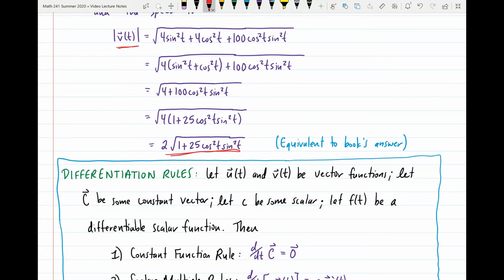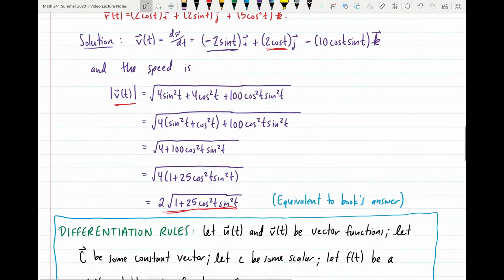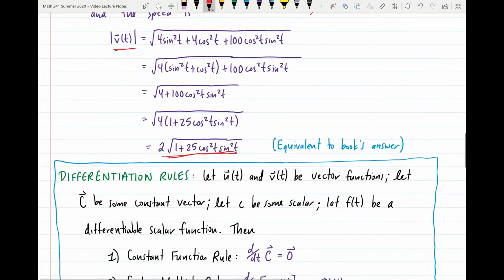And this is a little bit different than the book's answer. I think the book, when they got this up here as the k component for the velocity function, used a trig identity to simplify that, and it made their speed function a little bit simpler. But the answer should be equivalent to whatever the book has.